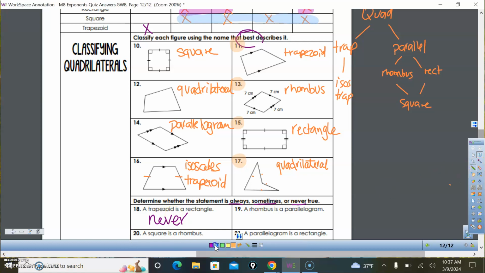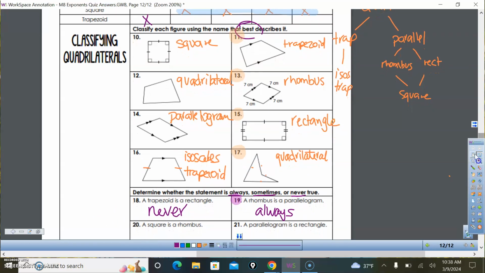Let's jump over to question number 19 to the right. Number 19 says a rhombus is a parallelogram. So I want to look at a rhombus and a parallelogram. The way that this is worded is saying that a rhombus is a parallelogram. Well, a rhombus is a subcategory of a parallelogram, and so this statement will always be true. So go ahead and pause the video for about a minute. I want you guys to try 20 and 21 and then press play for me to go over those answers.